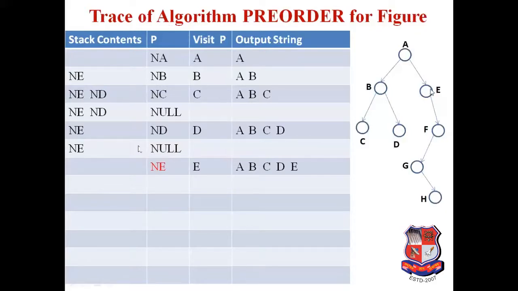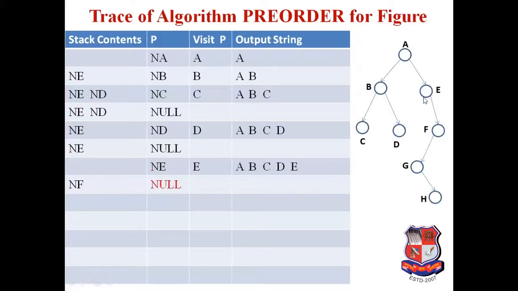Now add the right child of E to the stack. Do we have the right child? Yes. E has a right child, that is F. So we add NF to the stack, right? Assign the left child of E to P. So here E has no left child. So in that case, what will be the value that we assign to P? That will be null. So here we assign null to P.